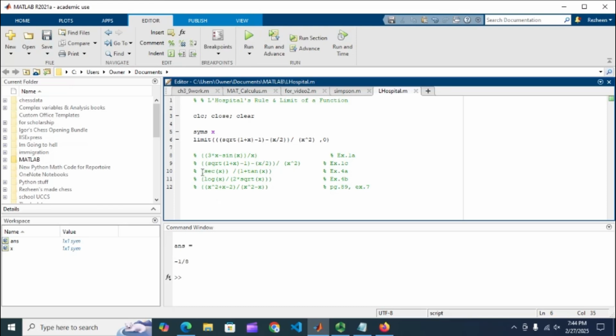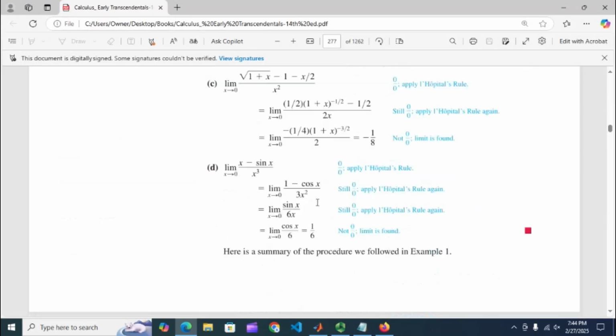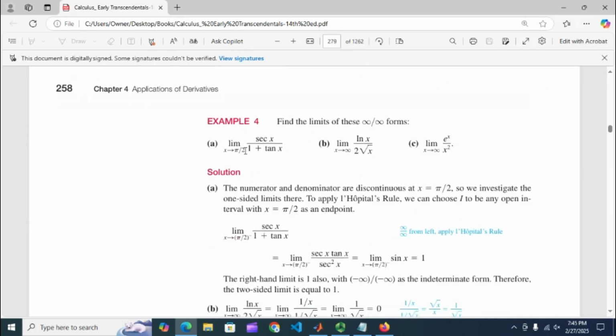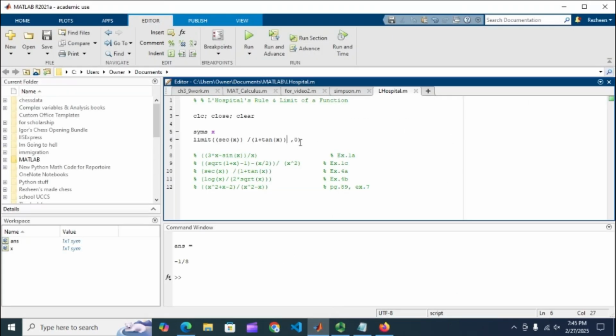So let's do one more. This is now example 4a. So we put that in there, and let me see what x is approaching here. So it would be 4a in this book. So we go to example 4. So this is pi over 2. All right, so let's enter that in there, see what we get.